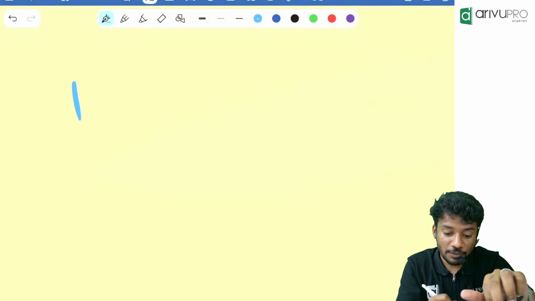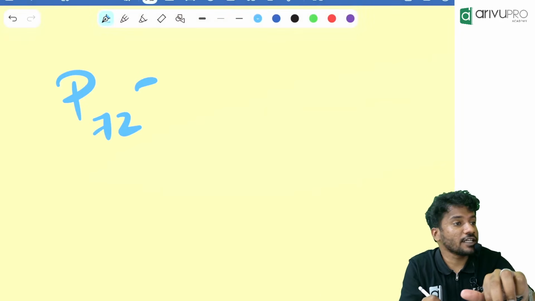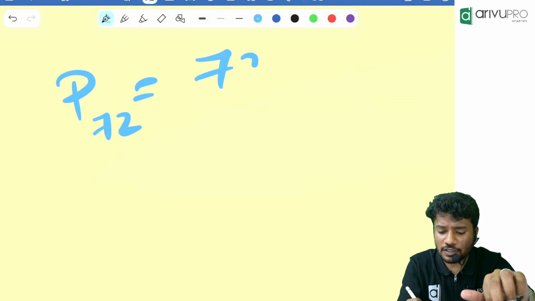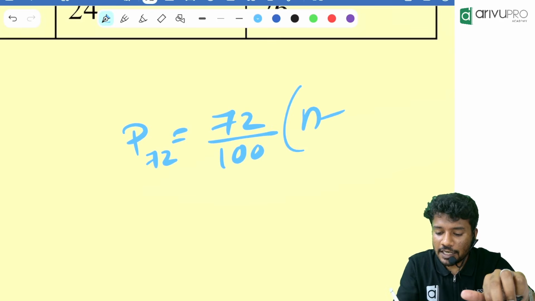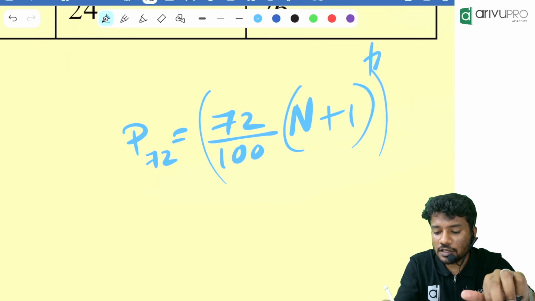Percentile 72. Good. P72 we need to find. What is the formula for 72? 72 divided by 100 into N plus 1 the value. Here N is what? Capital letter N. N plus 1 the value.